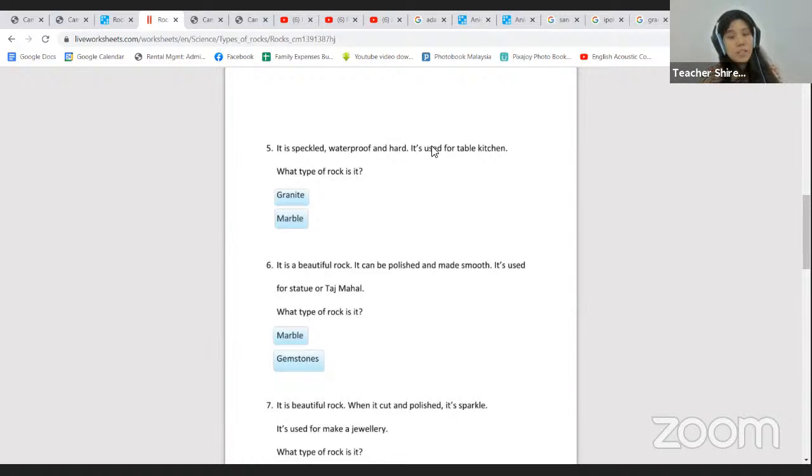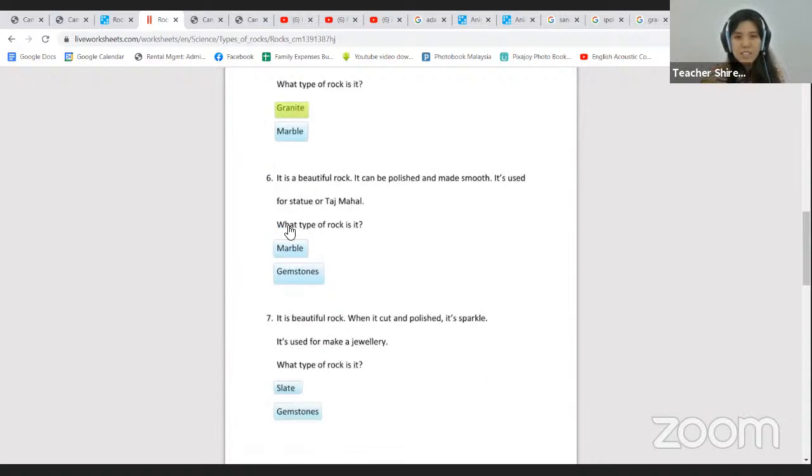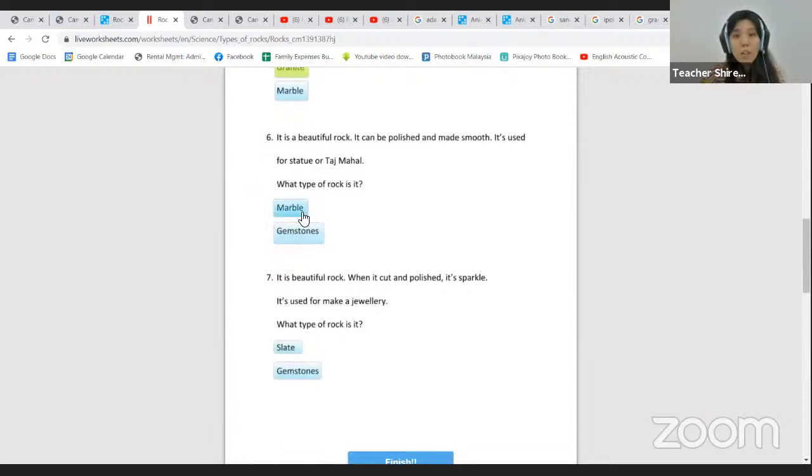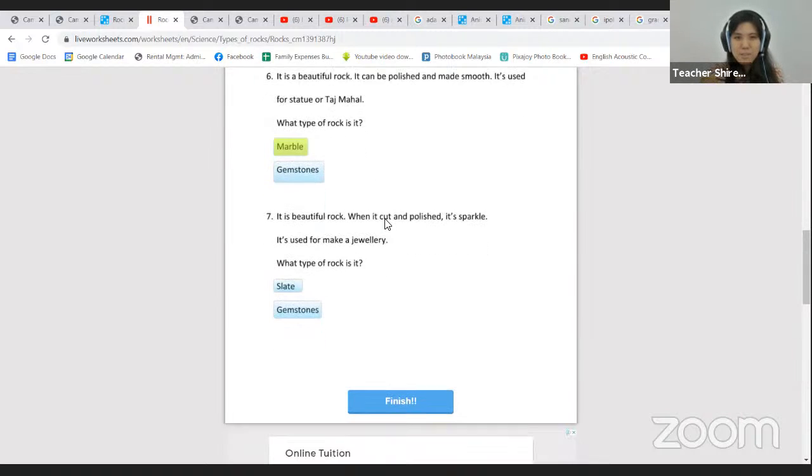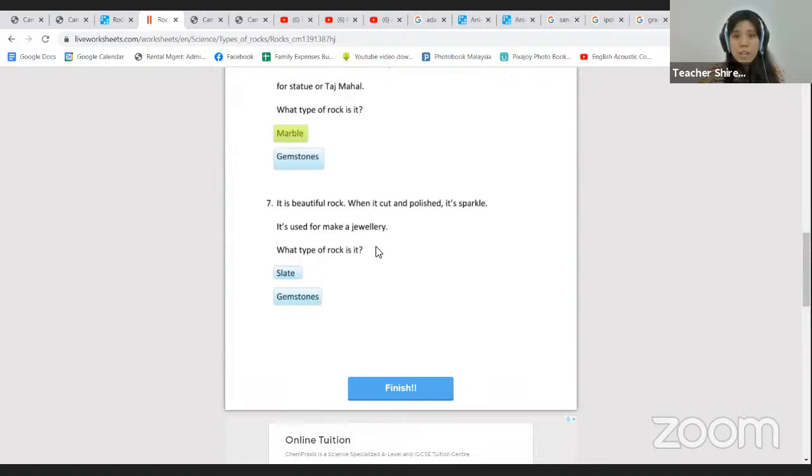It is speckled, waterproof and hard. It is used for tables, kitchens. What rock is this? Something very hard. Very good. It's granite. It is a beautiful rock. It can be polished and made smooth. It's used for the statue of Taj Mahal. What type of rock is this? Okay. Marble. It's a beautiful rock. You can cut and polish it and it sparkles. Ding, ding. It's used for jewelries. What type of rocks? It's gemstones.